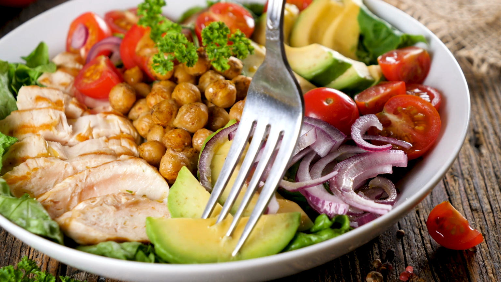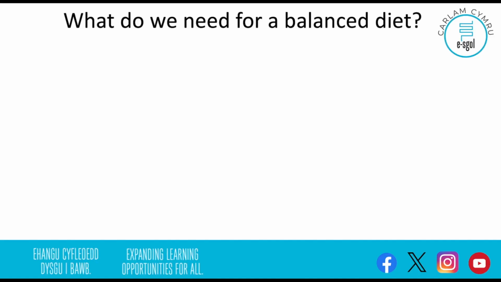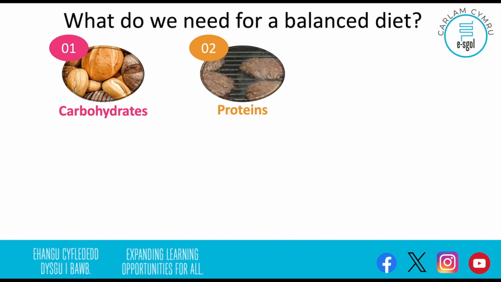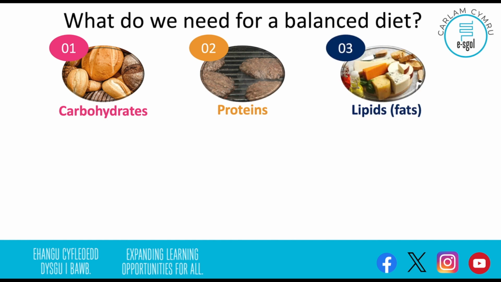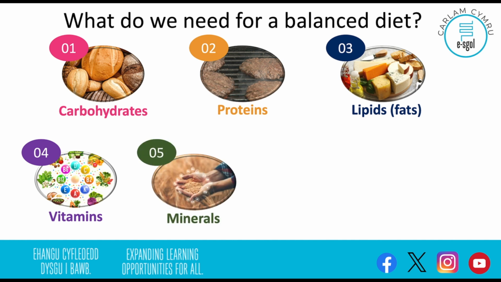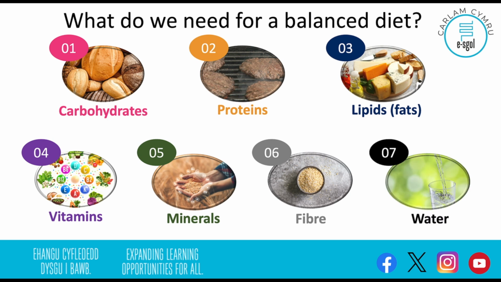So let's look at what we need for a balanced diet. There are 7 nutrient groups: carbohydrates, proteins, lipids or fats, vitamins, minerals, fibre and water.